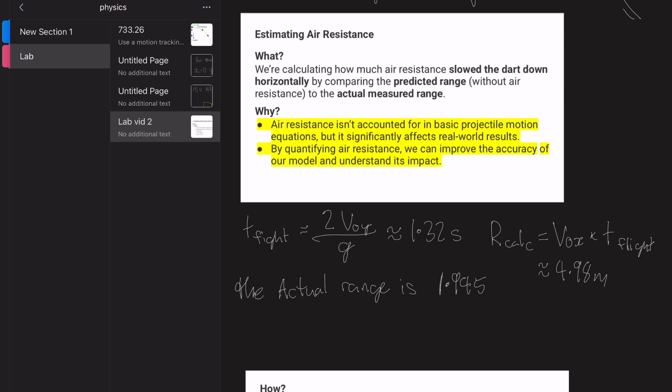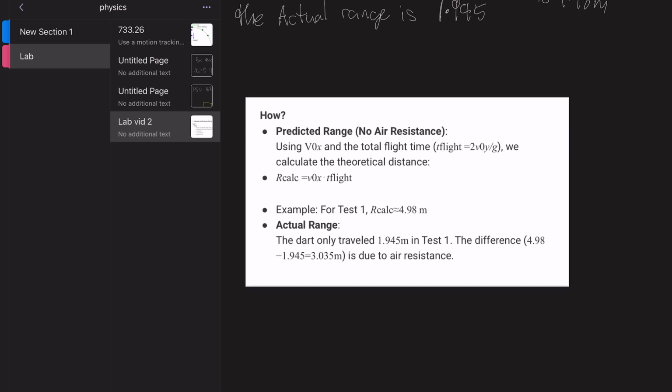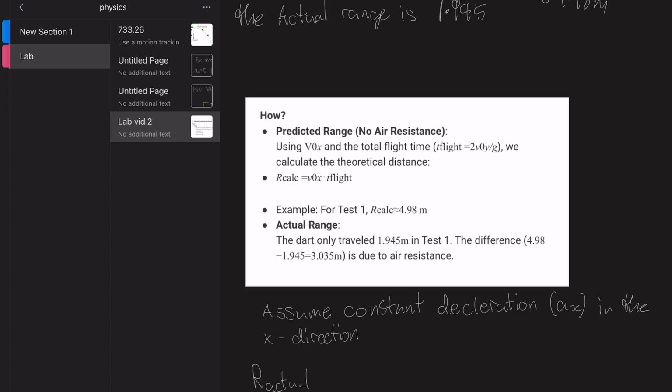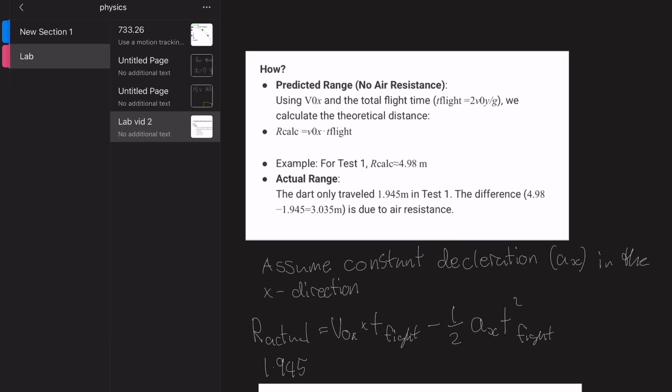This difference is due to air resistance, which opposes the dart's motion and reduces its range. To quantify air resistance, we assumed constant deceleration and used the kinematic equation, giving ax of roughly 3.5 meters per second squared. This deceleration represents the effect of air resistance on the dart's horizontal motion.